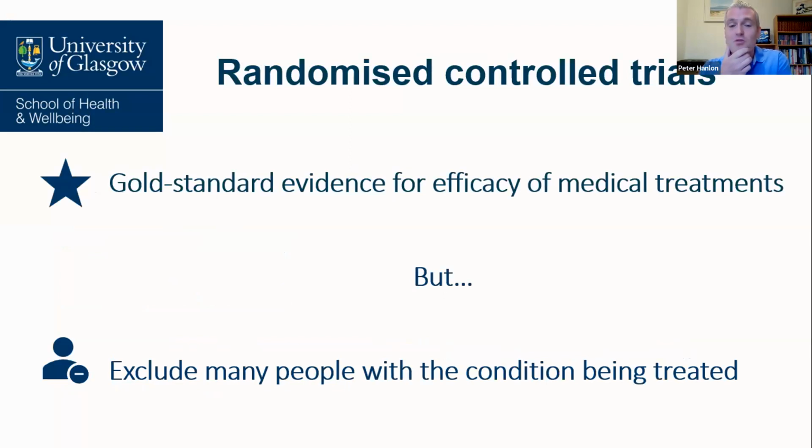So randomized controlled trials, as we all know, are the gold standard for the efficacy of medical treatments. Because they are randomized and therefore can deal with the problems of confounding, we know that the estimates of the efficacy of a treatment are causal, not prone to the problems of observational data. But we also know that they exclude many people who have the condition that we want to treat, and so the applicability within practice can be questioned.